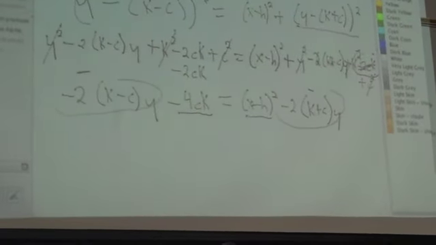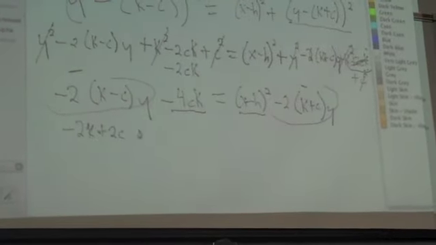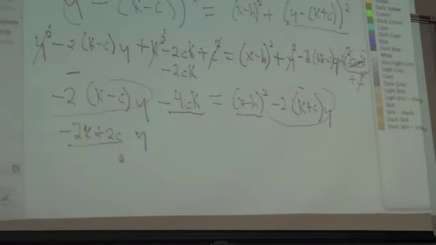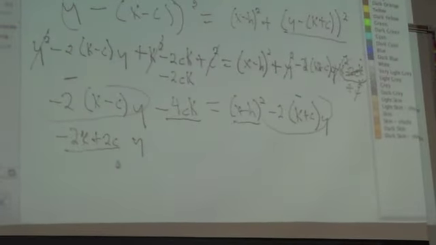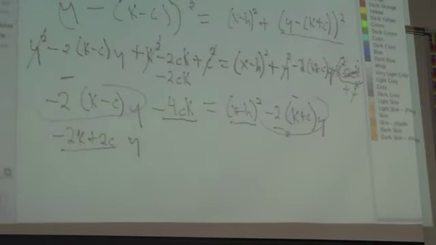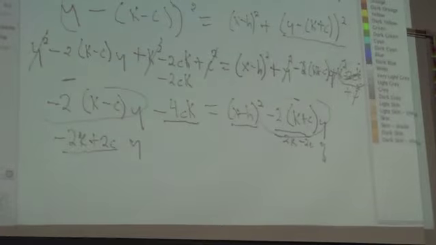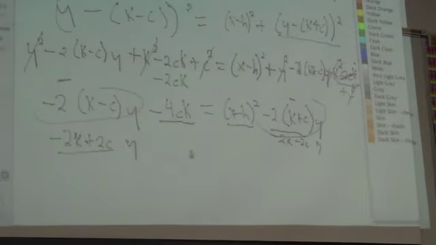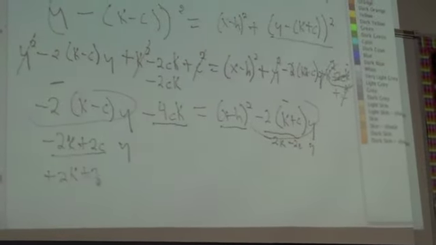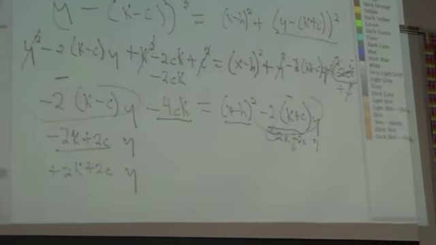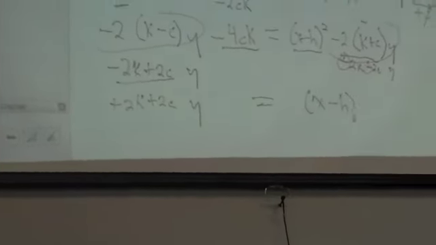This right here, I'm going to distribute that negative 2 through and make it a negative 2 k plus c, plus 2c y. All of this is the coefficient of y. It's the number in front of the y. It's like the 3y or the 5y or 10y or something. Over here, this is a negative 2 k minus 2c y. So when I move this to that side, it becomes a plus 2 k plus 2c y. See, I changed both these signs when I moved across the equal sign. The only thing left over here is now an x minus h quantity squared.